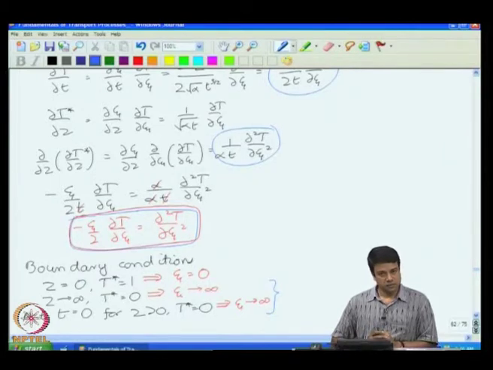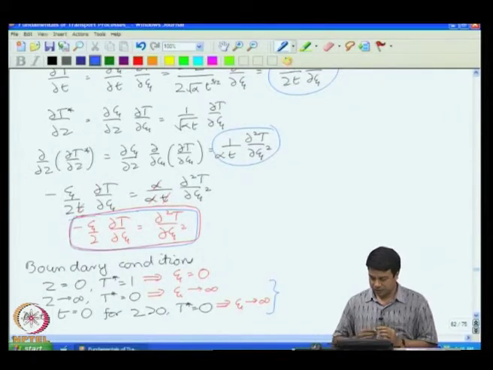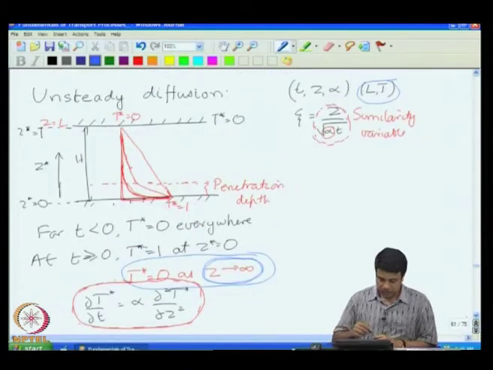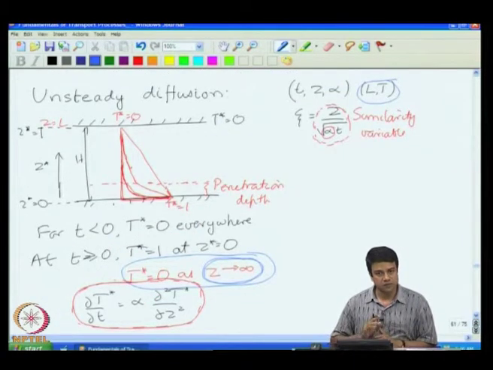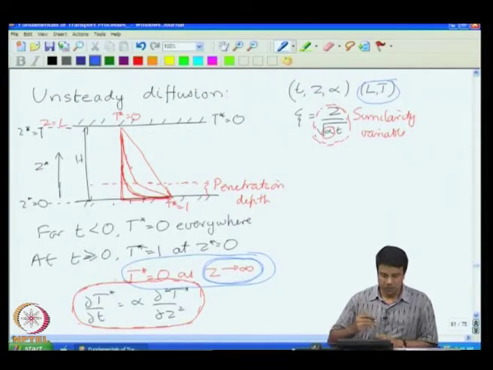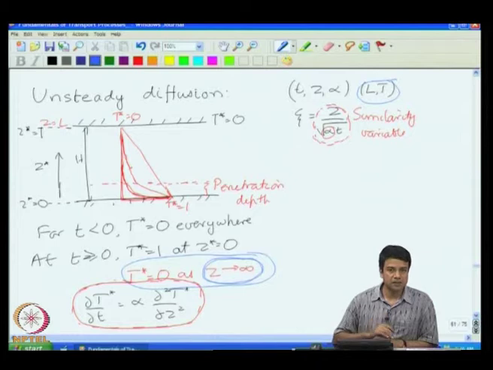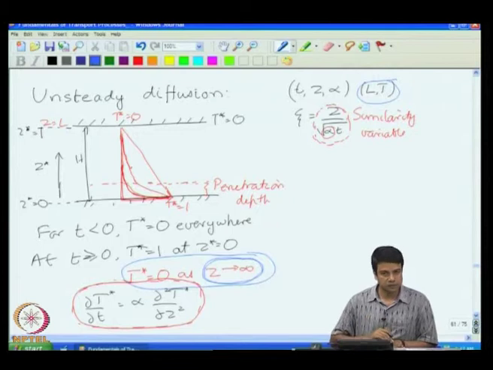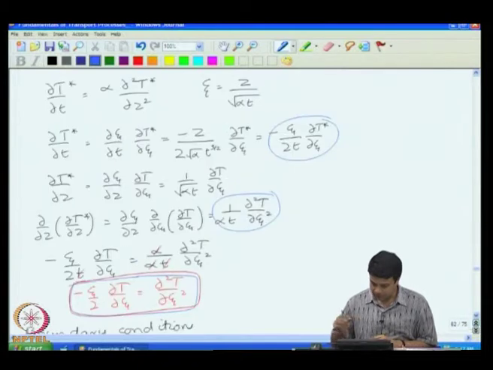The third condition was an initial condition. Initially, for all z greater than 0, we had imposed the condition that the temperature T star is equal to 1 is switched on at time t is equal to 0. Since it is switched on at time t is equal to 0, the temperature everywhere else in the fluid except for the bottom plate is still at T star is equal to 0. So, therefore, for z greater than 0 at time t is equal to 0, T star has to be 0 everywhere for all z, except for at the bottom plate. So, that was the third condition.